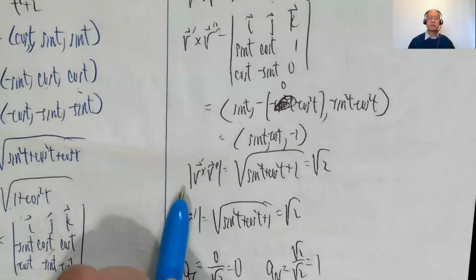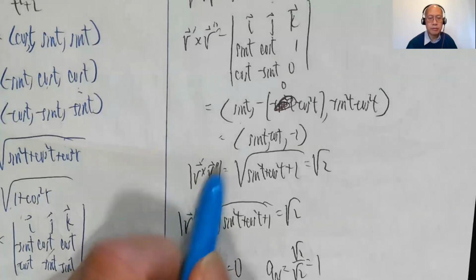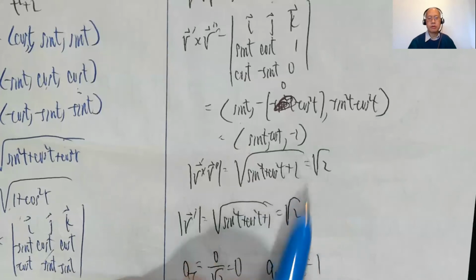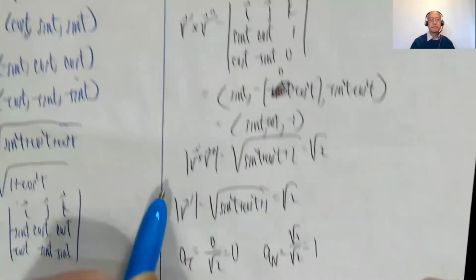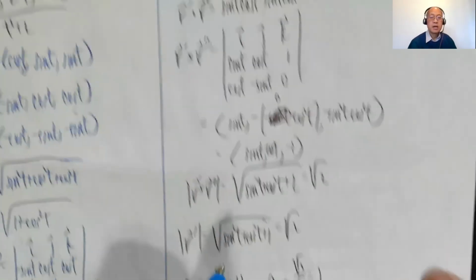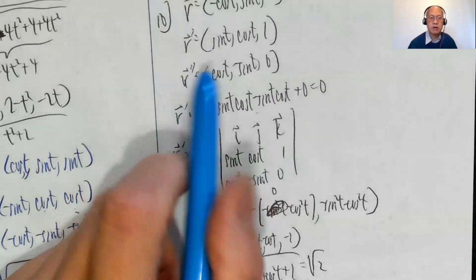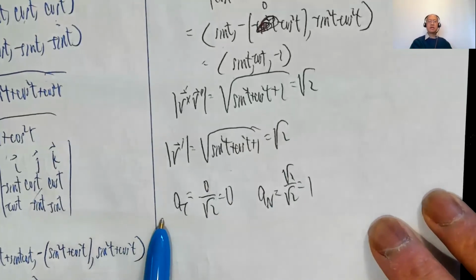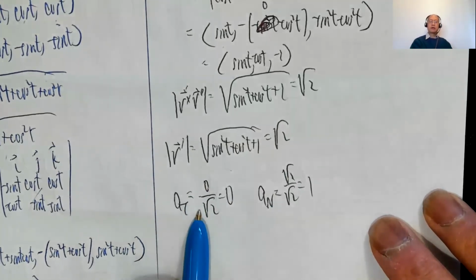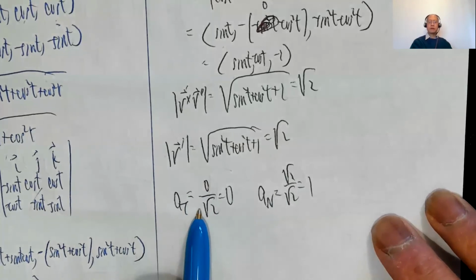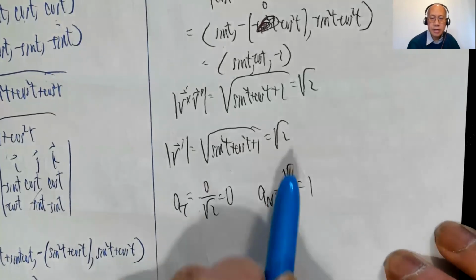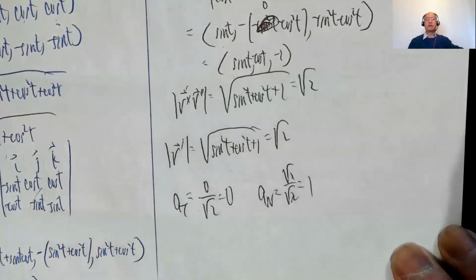Okay, so what's the magnitude of the cross product? Magnitude of r prime cross r double prime, sine squared plus cosine squared plus 1. That's 1 plus 1, so square root of 2. And the magnitude of r prime is the square root of sine squared plus cosine squared plus 1 squared. That's 1. There's another one, so radical 2. So by formula, a sub T is dot product over radical 2, magnitude of the cross product, it comes out to be 0. a sub N is radical 2 divided by radical 2, which comes out to be 1.